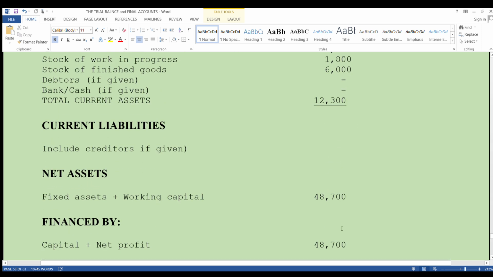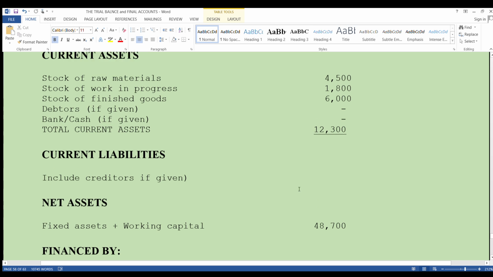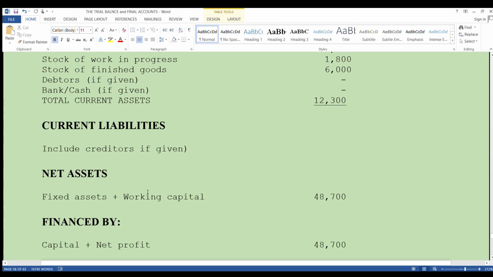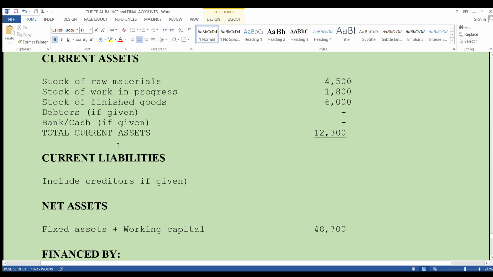Then again, you can go to current liabilities. You look for creditors if you have been given. In this case, we're not given. So if you have creditors, you can include them here. Then you go to net assets, which is fixed assets plus working capital. Remember, working capital is current assets minus current liabilities. That is the total you get on current assets and current liabilities. You subtract them to get the working capital.